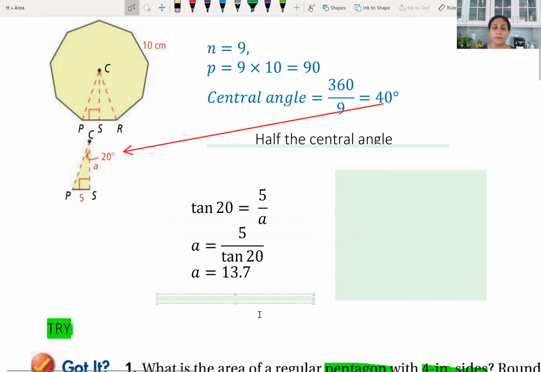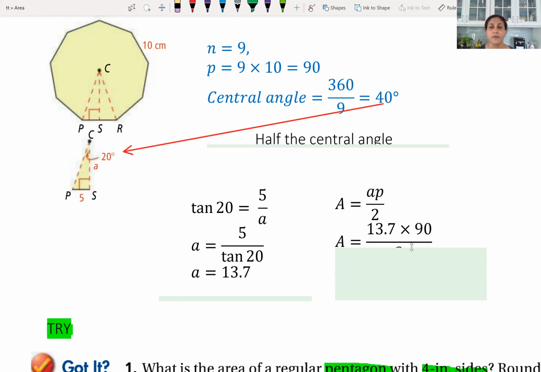Now, even though I've written 13.7, your calculator has the ability to keep the decimal, so try not to do any rounding till the very end. So you're going to then put it into the area formula. Make sure you write the formula first, and then again, you're just going to do it in the calculator. So whatever decimal you have times 90 divided by 2. And in the final answer, you're going to give me a whole number answer with the proper units. So it's 618 square centimeters.